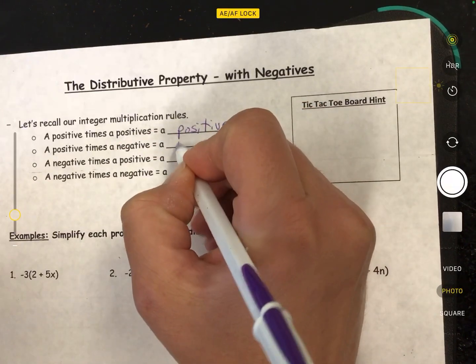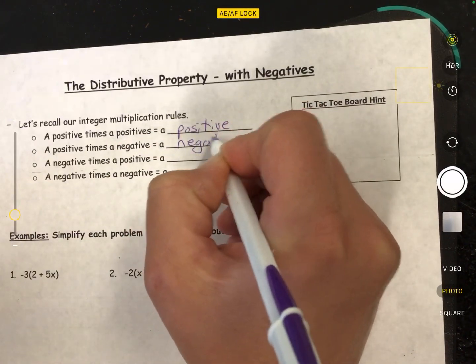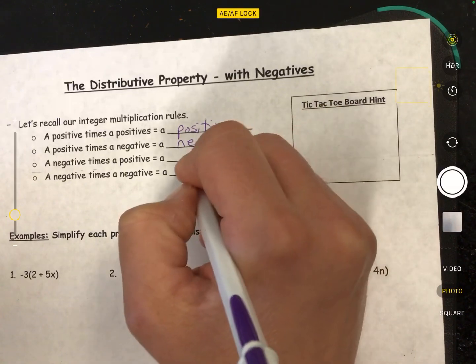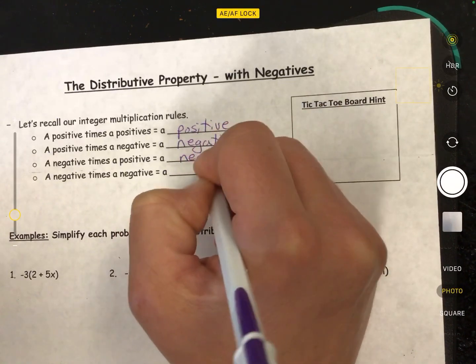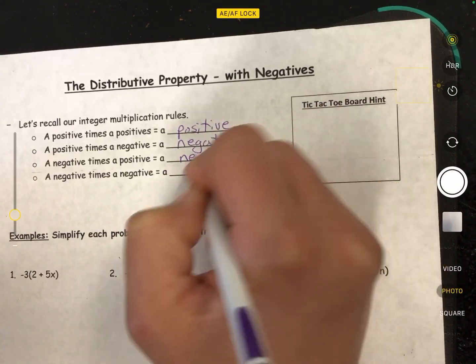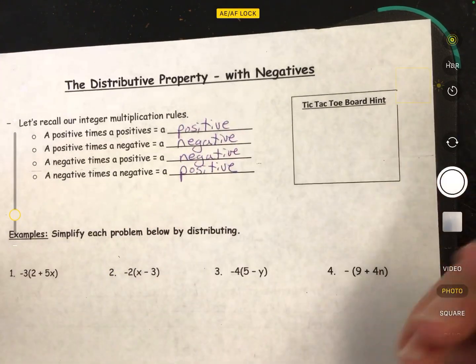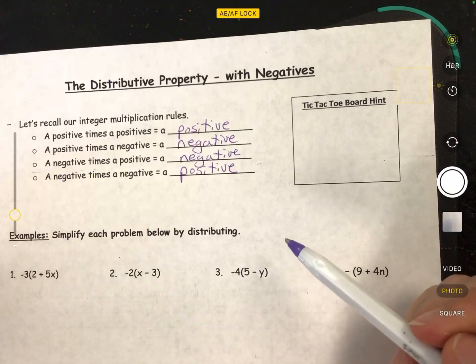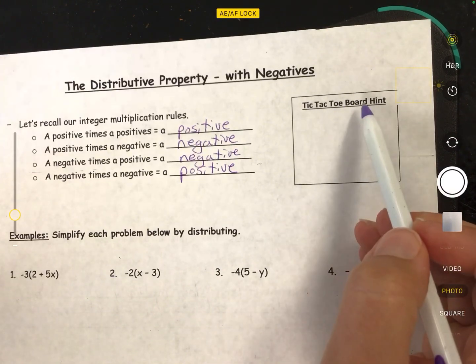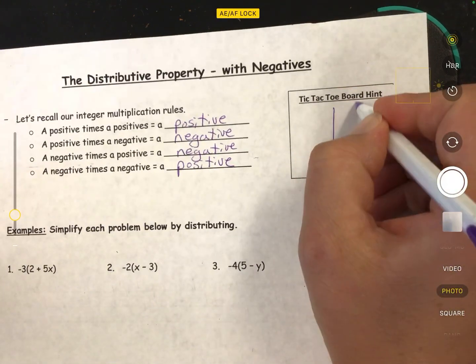Positive times a negative is a negative. A negative times a positive is a negative. And a negative times a negative is a positive. You could straight up memorize them, but if you need a hint, I like using a tic-tac-toe board.